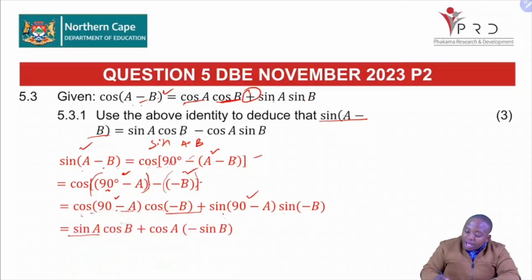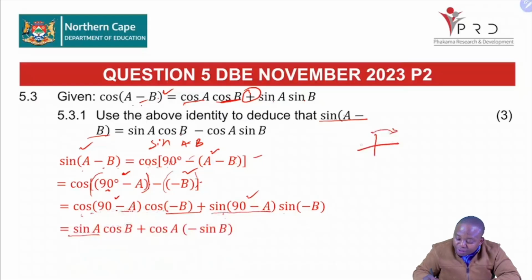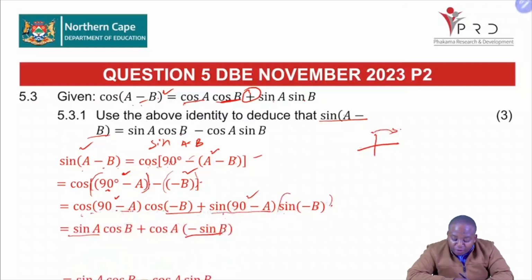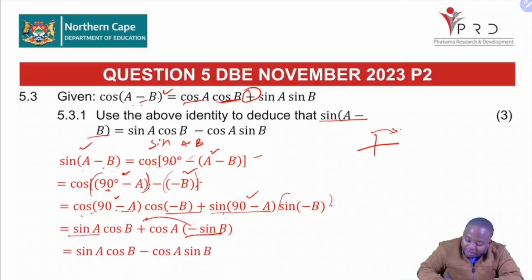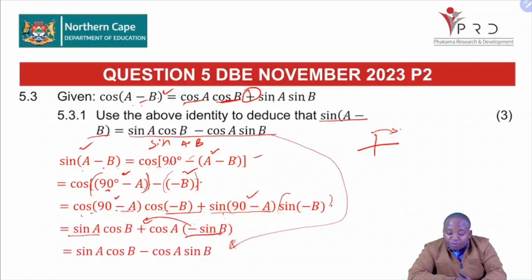Then when I proceed, I'm going to focus on the co-function of sine(90 minus a). Remember, 90 minus a is in the first quadrant, sine is positive, and the sine will change to cos. Then the sine will become cos a, multiplied by sine of negative b, which is a negative angle, so it becomes negative sine b. Therefore, I can now multiply the negative and this positive right here. Then I have sine A multiplied by cos B minus cos A multiplied by sine B.